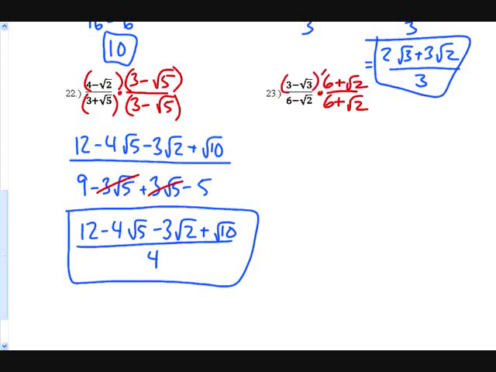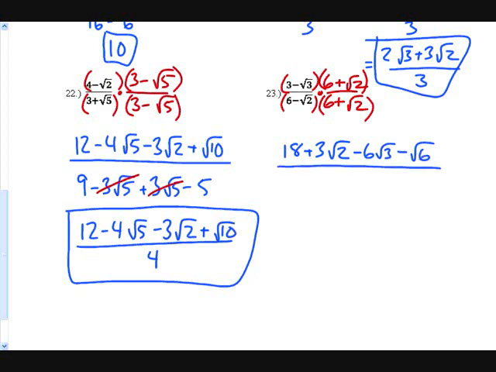And again, I'm going to distribute. It's like these things are in parentheses, so I'm distributing. I'm going to distribute that 3 in the numerator. That's going to give me an 18 plus 3 square roots of 2. And then I'm going to distribute the negative square root of 3, so that's a negative 6 square root of 3 minus the square root of 6. In the denominator, again, I could take the shortcut, but I'm going to go ahead and distribute all the way.